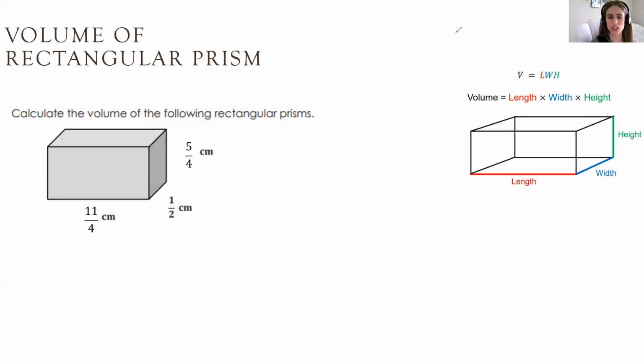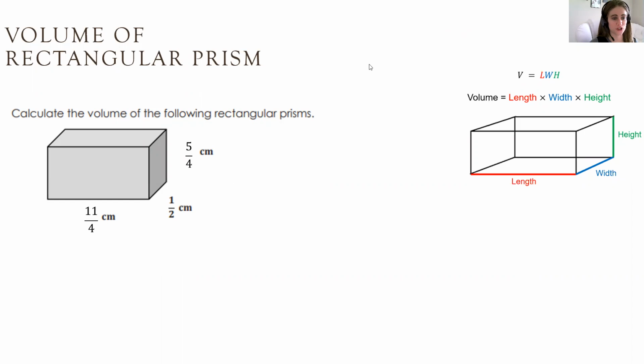Next up, a rectangular prism. So we are being asked to calculate the volume of this rectangular prism, and we can see here that all of our side lengths are fractional side lengths, but that is a-okay. Don't let that scare you off. You can work with fractions. I bet that you're better than you think you are.